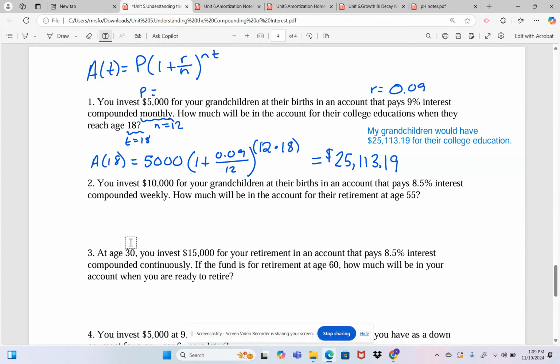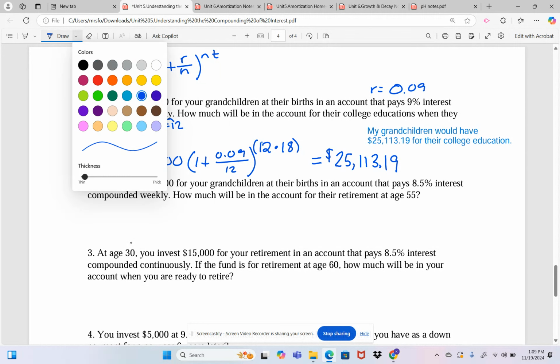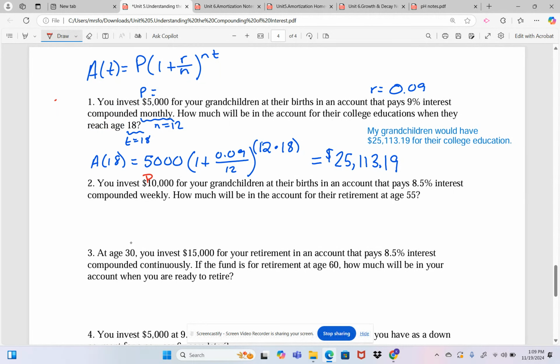Now, looking at number 2. It reads, you invest $10,000, so your initial investment is $10,000, at your grandchildren's births in an account that pays 8.5% interest, compounded weekly. How many weeks are in a year? 52. So N is 52. How much will be in the account at age 55?